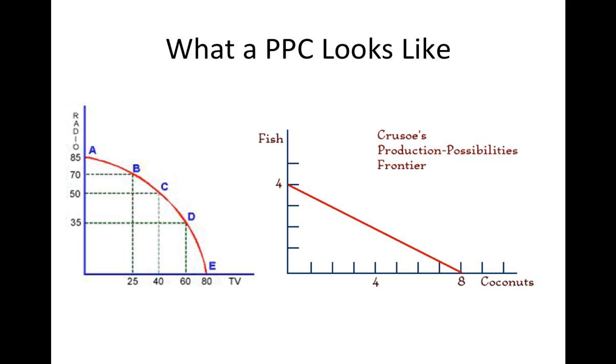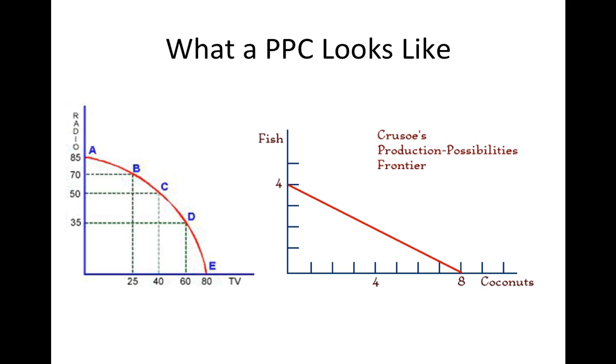Now, if this country decides to go from making all televisions to producing some radios, you can see they're going to sacrifice 20 televisions, but they gained 35 radios. That's great. They gained 35 radios by going from E to D, and they sacrificed 20 televisions. Now here, they're going to lose another 20 televisions, but they gained only 15 radios.